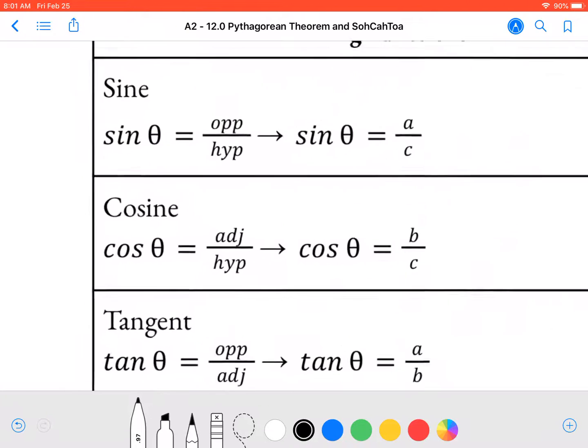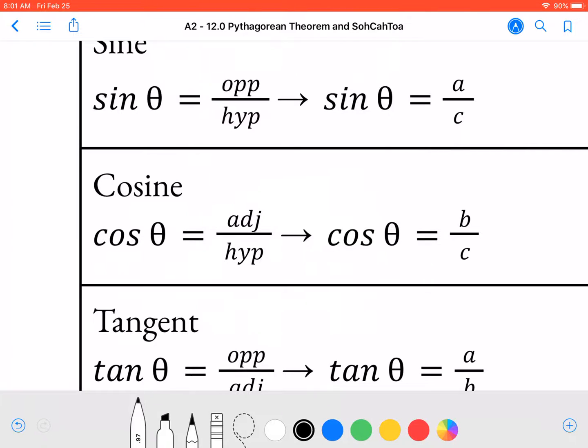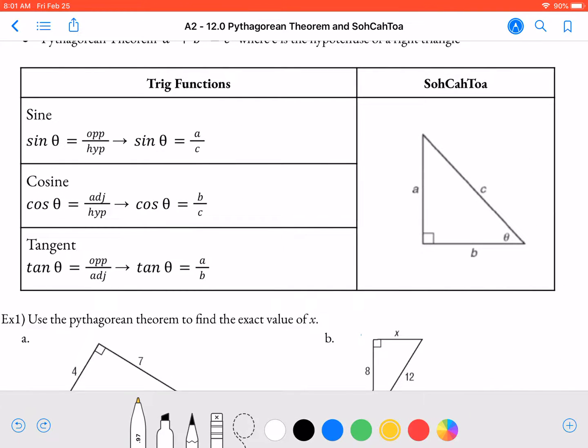This little symbol on here that you're seeing, that is the Greek letter theta, and that is just a variable. It's just used for an unknown angle. So that's kind of what we use when we get into more advanced math.